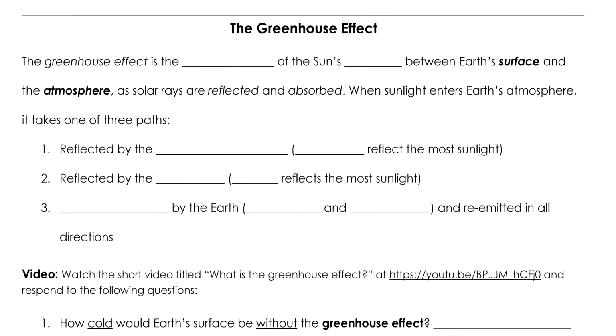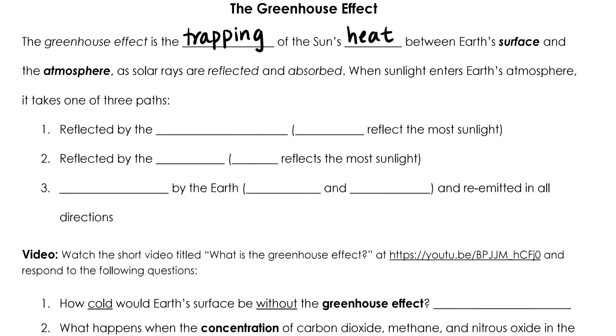What happens inside a greenhouse is basically what happens in our atmosphere, hence why we've called it the greenhouse effect. If we had to summarize it, we would say that it is the process of trapping the sun's heat energy between Earth's surface and the atmosphere, as solar rays are reflected and absorbed. When sunlight enters Earth's atmosphere, it takes one of three paths, much like it did in the greenhouse.